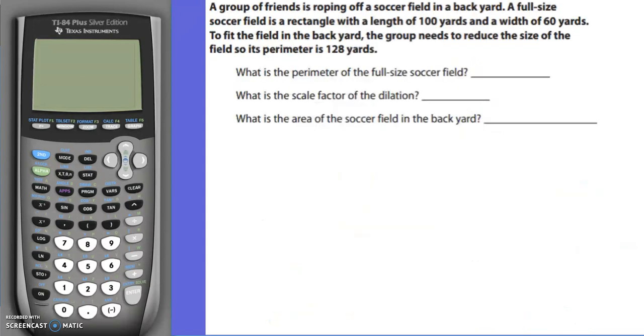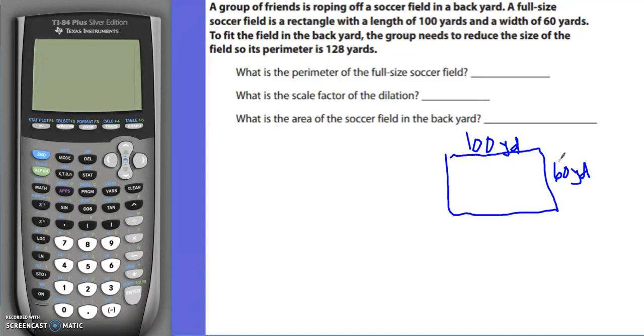Okay, let's take a look at the last one. A group of friends is roping off a soccer field in a backyard. A full-size soccer field is a rectangle with a length of 100 yards and a width of 60 yards. To fit the field in the backyard, the group needs to reduce the size of the field so it has a perimeter of 128. Okay, so what's the perimeter of the original? We have 100 plus 60 plus 100 plus 60. So that's going to get me 320 yards.